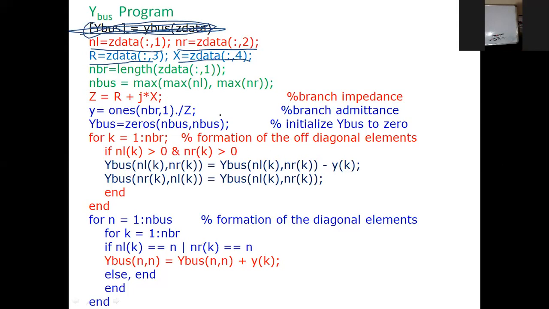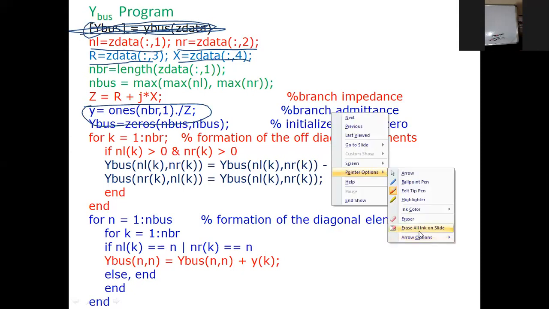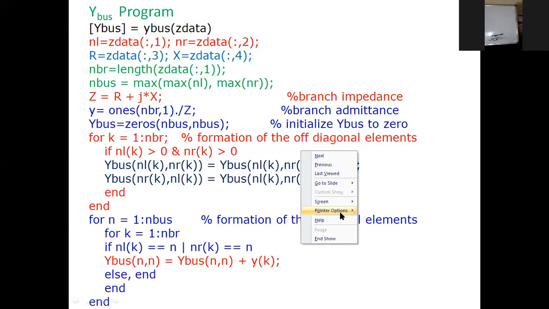So now you see that n bus identifies the maximum of buses, from bus to bus, from this entire data the maximum will be found. Z is R plus JX, the branch impedance. You can see that admittance is equal to 1 of NBR comma 1, dot divided by Z. This makes the reciprocal. I'm finding the reciprocal of each and every data.